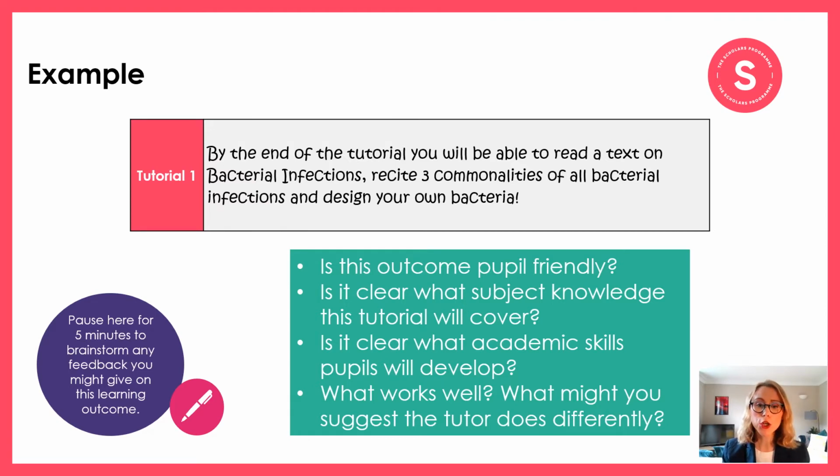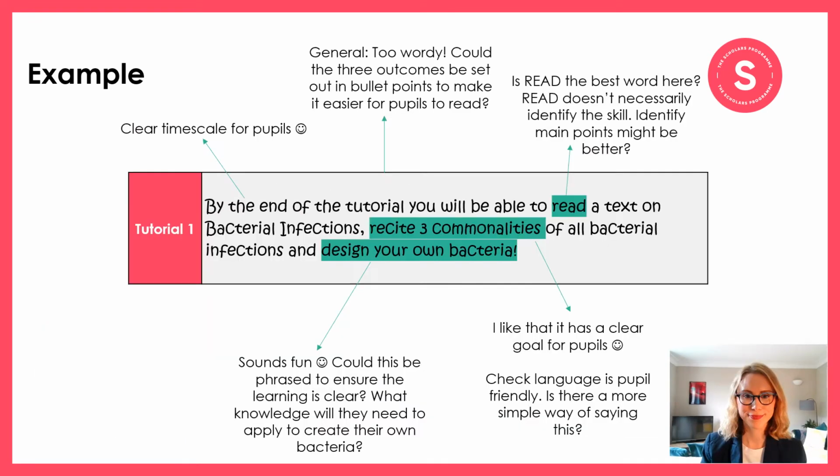So take a look at this example here, a learning outcome for tutorial 1, and consider what feedback you might give this tutor on their learning objectives. You can use the questions on the slide to inform your thinking. Please do go ahead and pause the video now to do this. You'll have developed your own points of feedback on this particular learning outcome that likely align with some of the things that we've highlighted here.